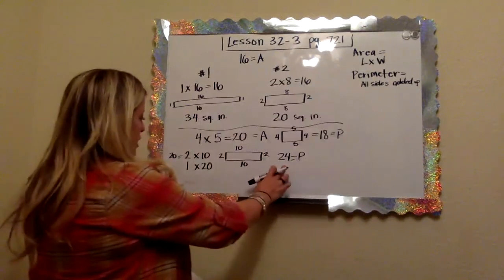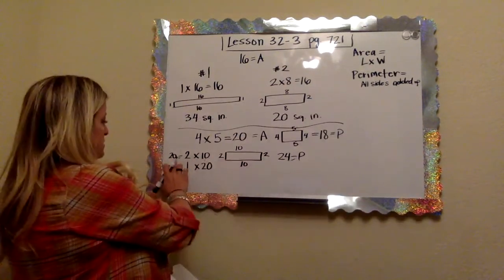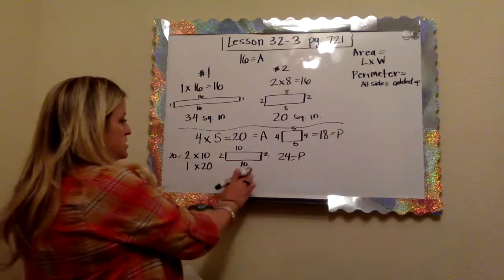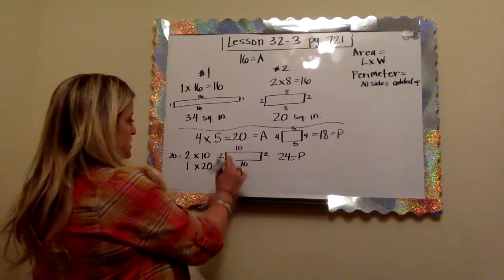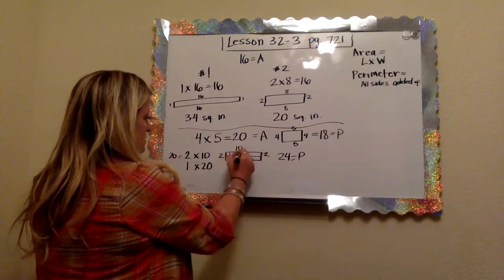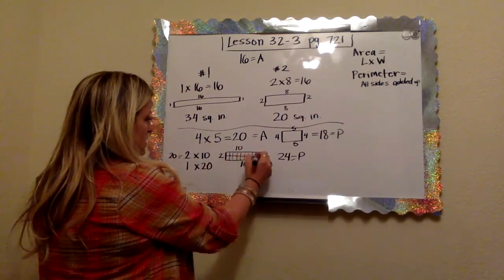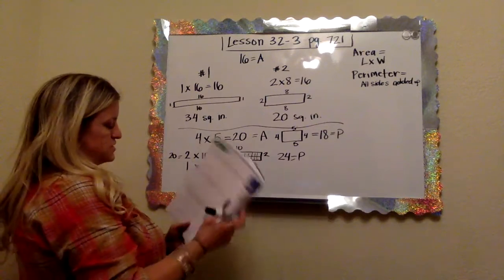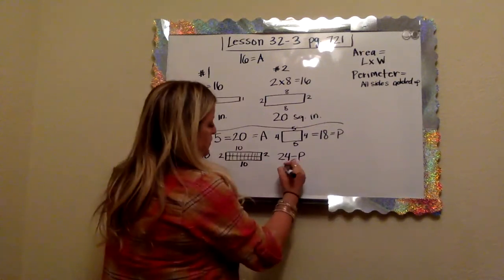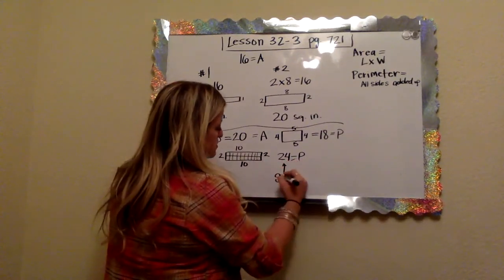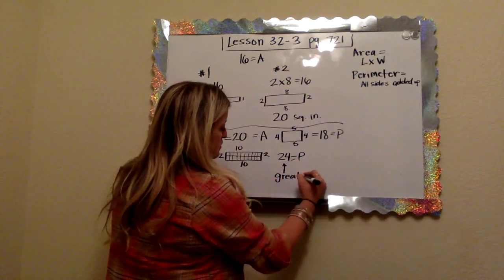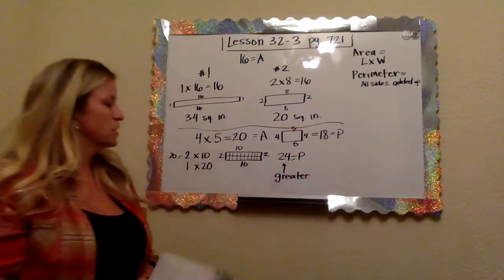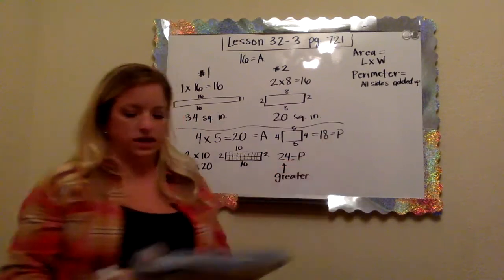My new shape is 2 times 10 equals 20, same area, different perimeter, 2 rows of 10. So it'll look like this. And my perimeter is 24. And then it says, which rectangle has the greater perimeter? This one is greater. 24 is more than 18.